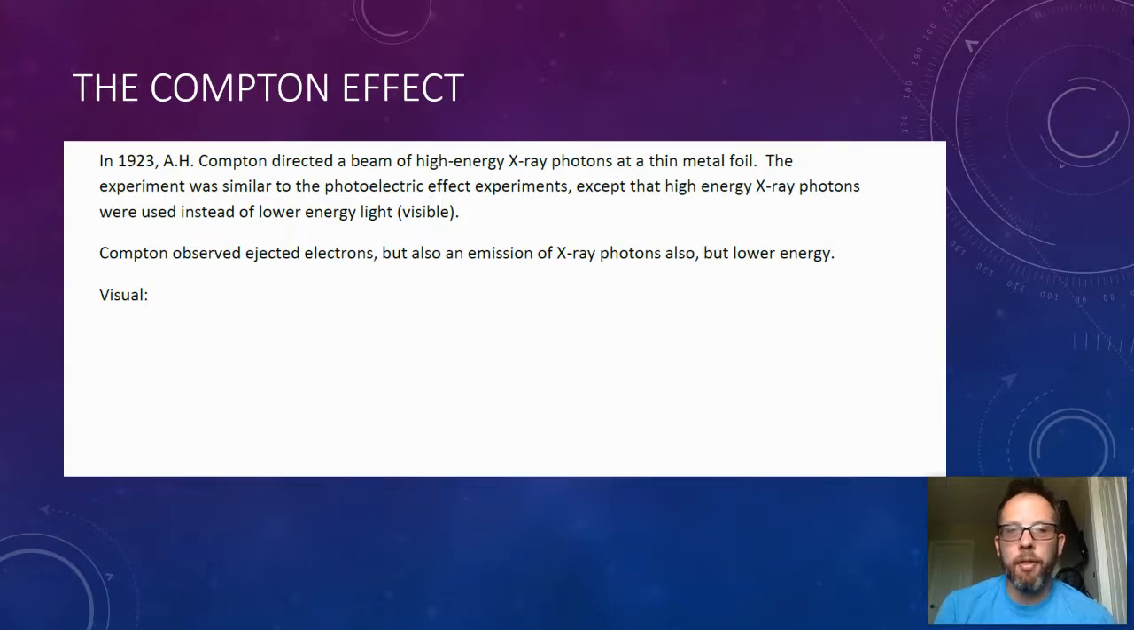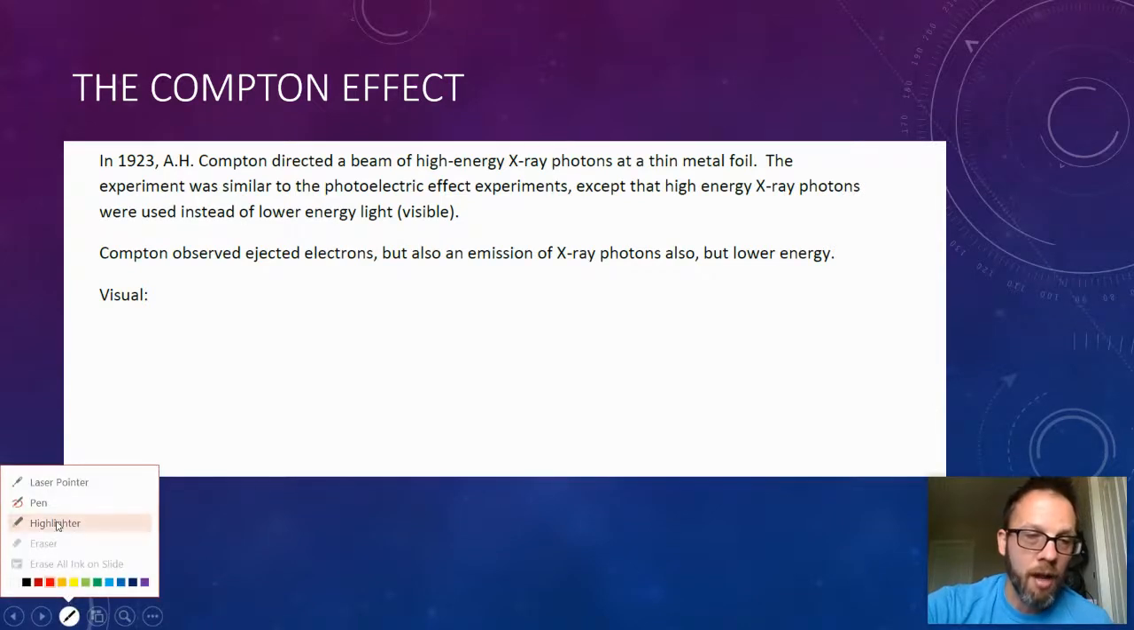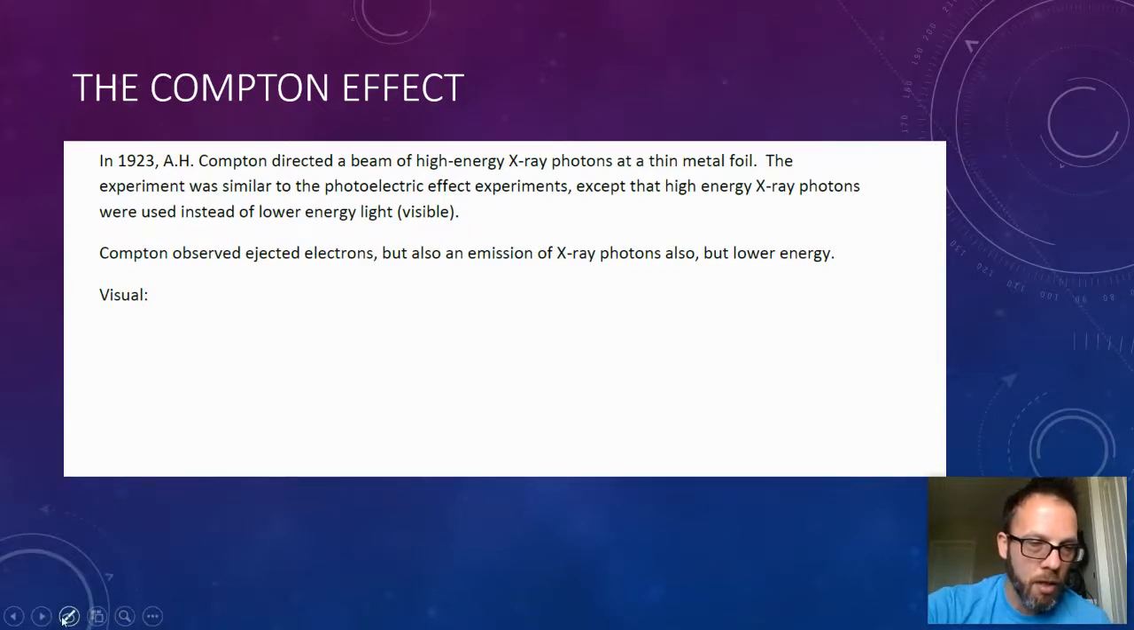So in 1923, Compton directed some high-energy X-rays at a very thin metal foil. This experiment was pretty similar to the photoelectric effect, but instead of visible light, we were using X-rays, which are very high frequency, high energy light. So I'm going to draw a little visual of this.